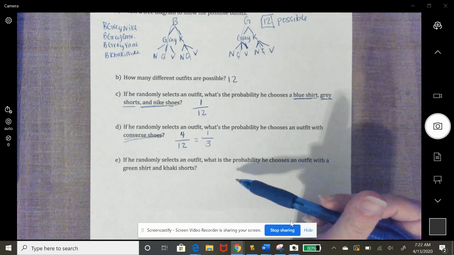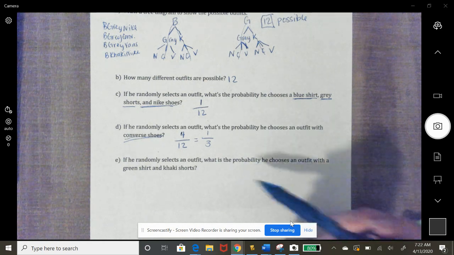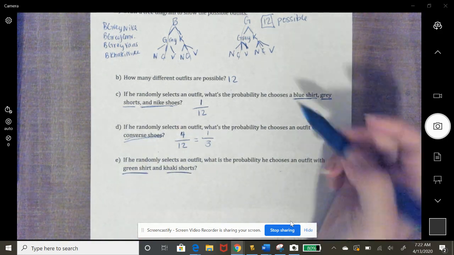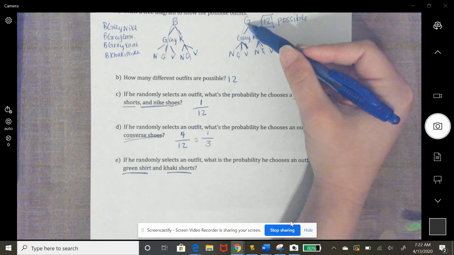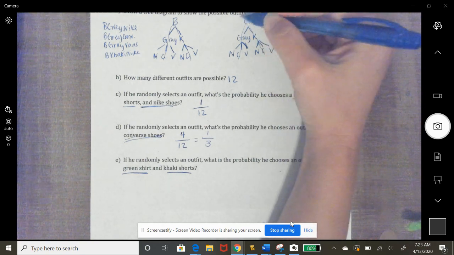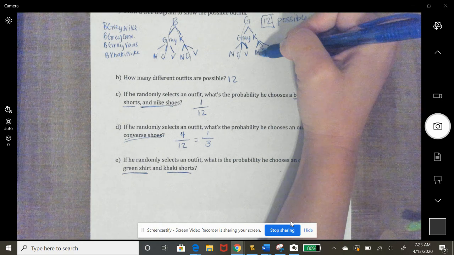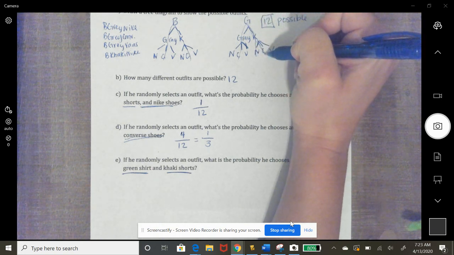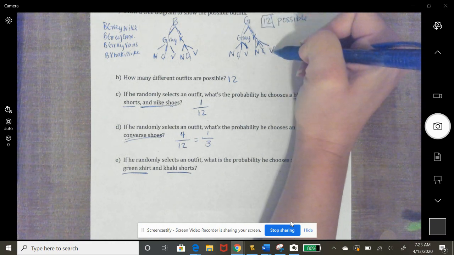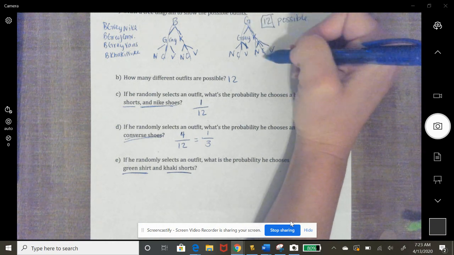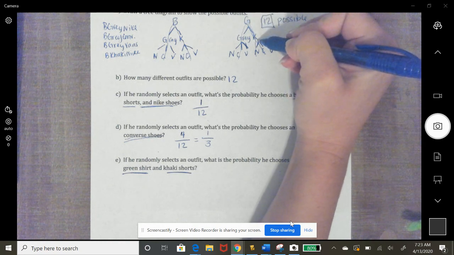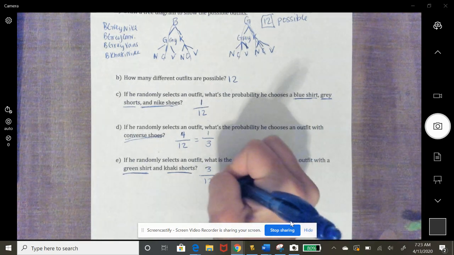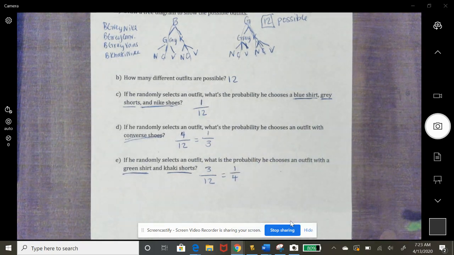Okay, and then if he randomly selects an outfit, what's the probability he chooses an outfit with a green shirt and khaki shorts? Okay, so we need a green shirt, so we're going to be over here, and khaki shorts. So sometimes you may see that as 1, but you got to go all the way down. So green khaki Nike, that's 1. Green khaki Converse, that's 2. Green khaki Vans, that's 3. So all 3 of these have a green shirt and khaki shorts. Okay, so there are 3 outcomes out of the 12, which simplifies to 1/4.